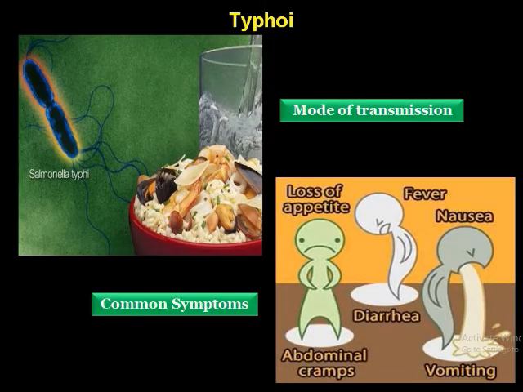In typhoid, mode of transmission. How is typhoid transmitted? Typhoid is transmitted by a bacteria named Salmonella typhi. In typhoid, what is happening? Loss of appetite, fever, nausea, vomiting, diarrhea, abdominal cramps. These things will come, but they will not last for a long time. It will go after 5 days, 10 days.